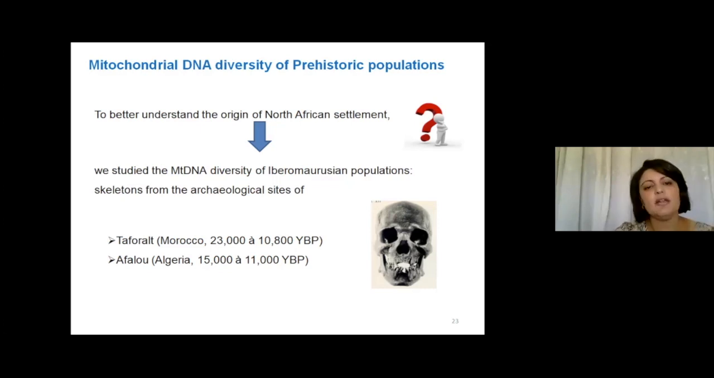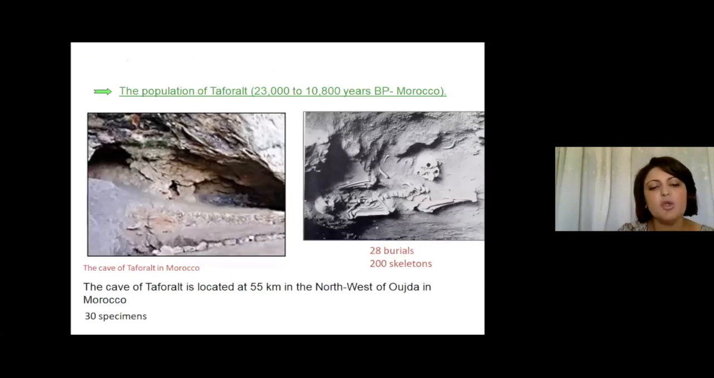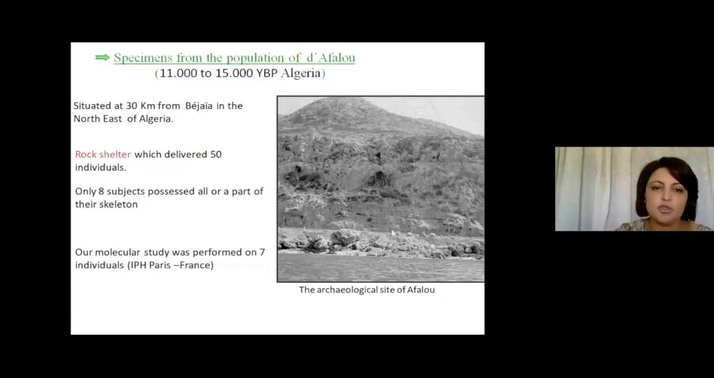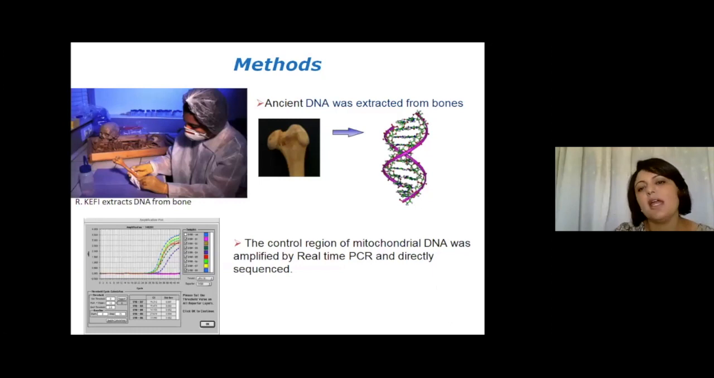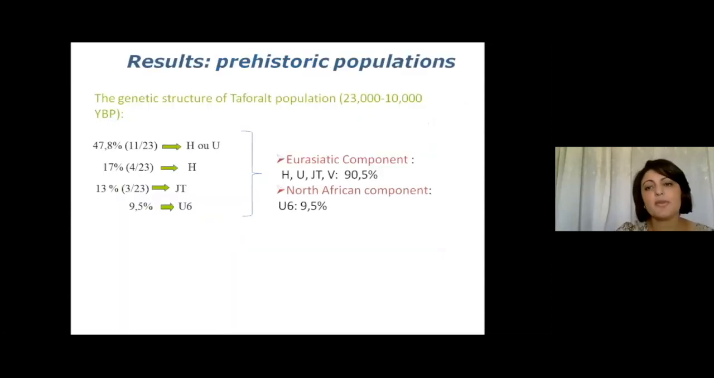So here, the cave of Taforalt, located 55 kilometers northwest of Oujda in Morocco, we studied 30 specimens. And here, the archaeological site of Afalou in Algeria, near Bejaia, and we have available only 7 individuals from this ancient collection. So DNA was extracted from bone, and we amplified mitochondrial DNA with real-time PCR, and the DNA was directly sequenced. So these are our results.